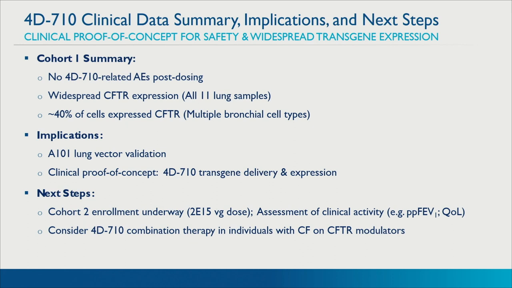So the next steps, we are moving now on to cohort two at the higher dose of 2 × 10^15 vector genomes per dose. We're also going to be looking at an assessment of clinical activity, including FEV1 and quality of life. And then ultimately, again, use of modulators is not a cure. Consider 4D710 combination therapy in individuals with CF who are on CFTR modulators.